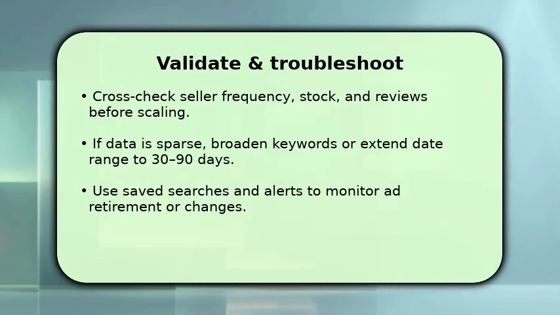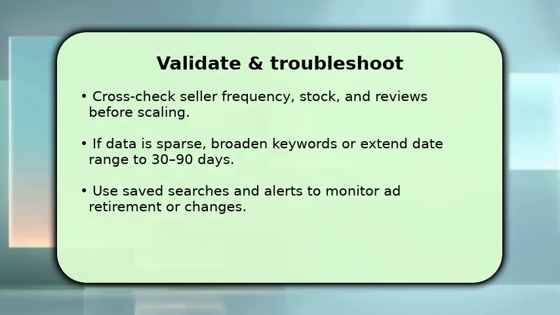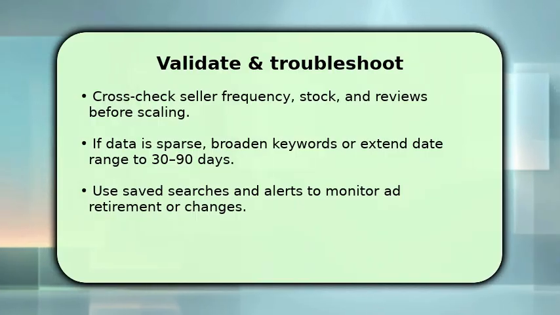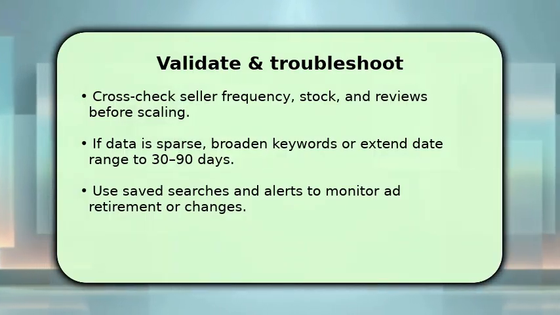Once validated, set up saved searches and repeat monitoring so you catch creative pivots or ad retirements. If you find too little data, broaden keywords or extend the date range to 30 to 90 days. This often uncovers steady performers. If something still looks off, pause, rerun filters, and re-examine landing pages for tracking or geo issues.